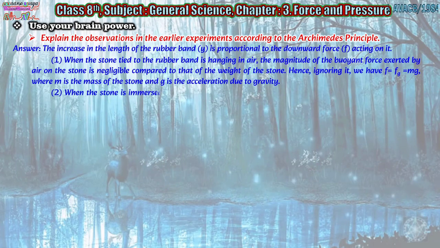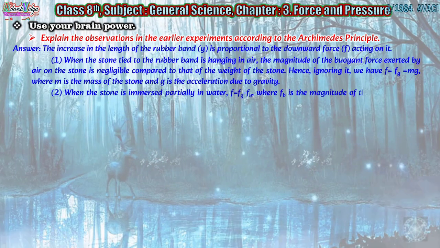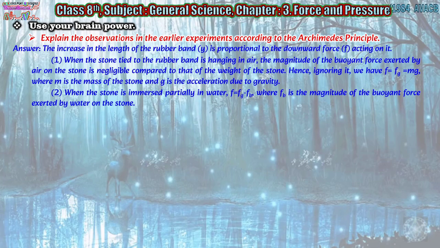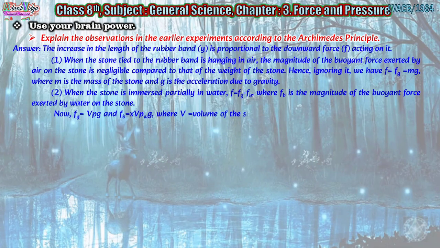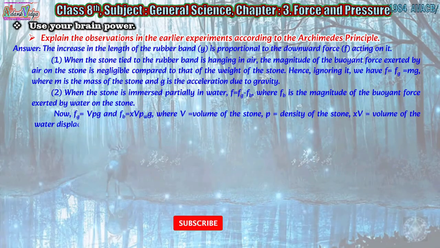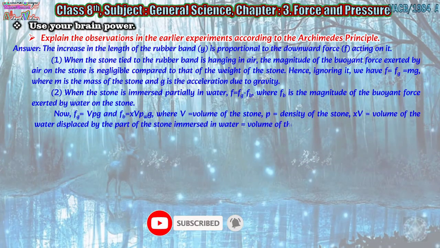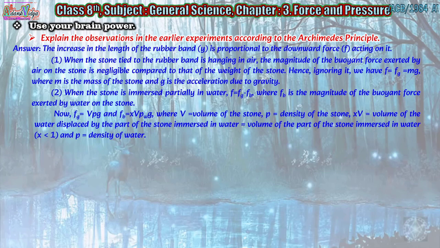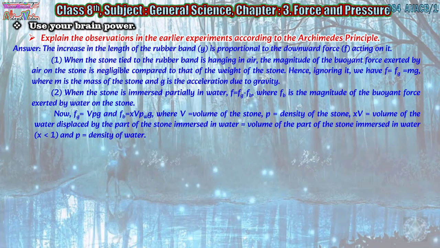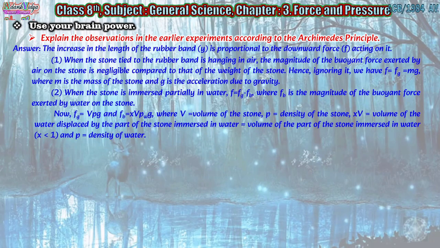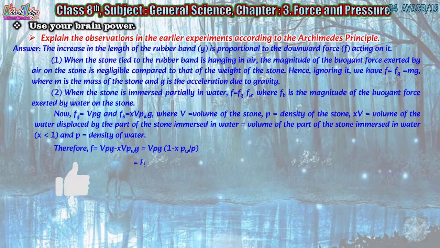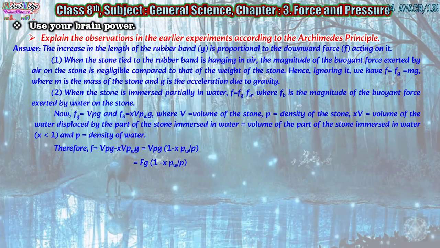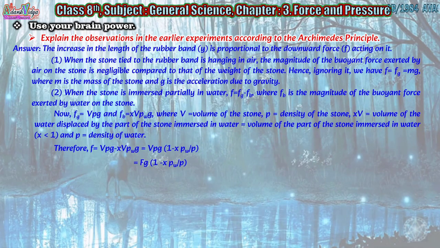2. When the stone is immersed partially in water, F equals Fg minus Fb, where Fb is the magnitude of the buoyant force exerted by water on the stone. Now, Fg equals Vρg and Fb equals xVρWg, where V equals volume of the stone, ρ equals density of the stone, xV equals volume of the water displaced by the part of the stone immersed in water equals volume of the part of the stone immersed in water, x less than 1, and ρW equals density of water. Therefore, F equals Vρg minus xVρWg equals Vρg(1 minus xρW/ρ) equals Fg(1 minus xρW/ρ).